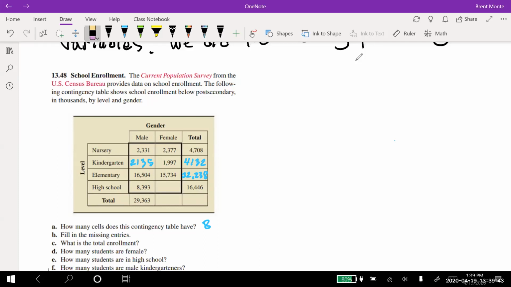Now, this number here, I know those 2 numbers have to add up to the 16,446. So I can do 16,446 minus 8393 and get that number. 16,446 minus 8393. And we get 8,053. All right, let's erase some of this.